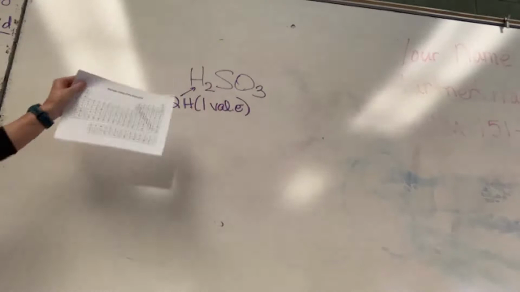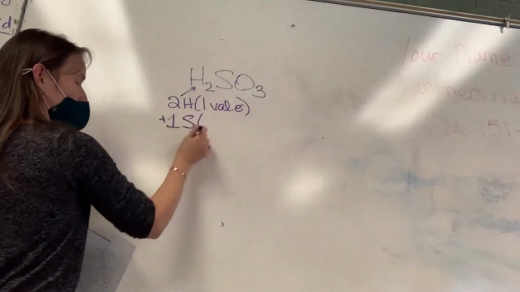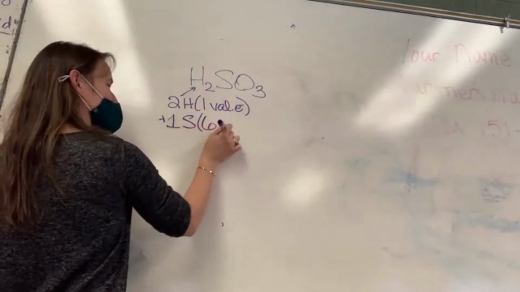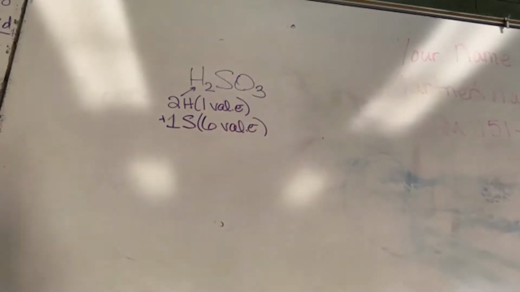Okay, and then we have sulfur. There's one sulfur. And we're not doing molar mass. Molar mass is protons and neutrons. This is just electrons, only outer. What group is sulfur in? 6. So it has 6 valence electrons. Okay, and we have 3 oxygens.